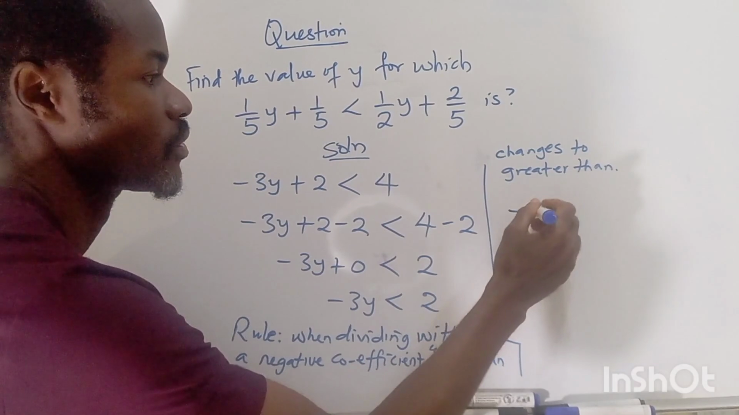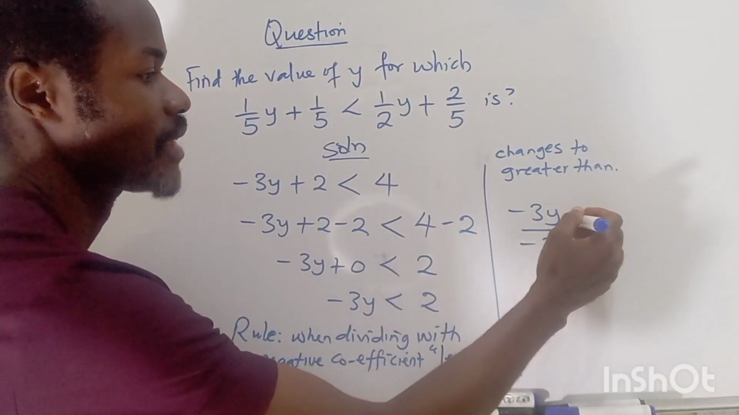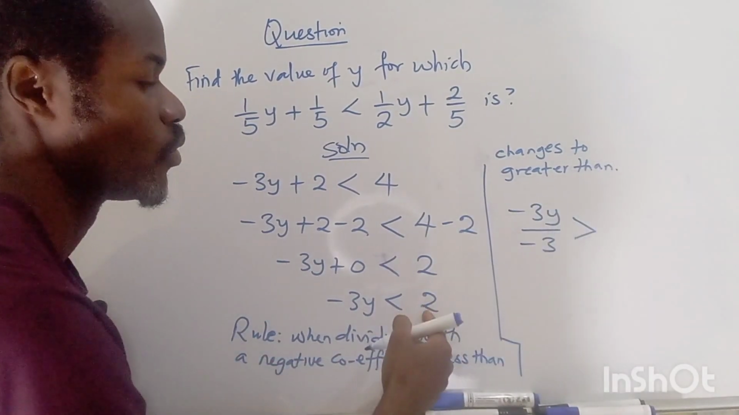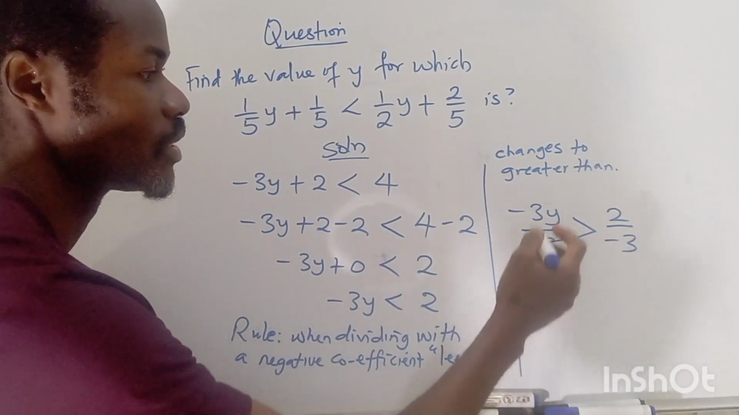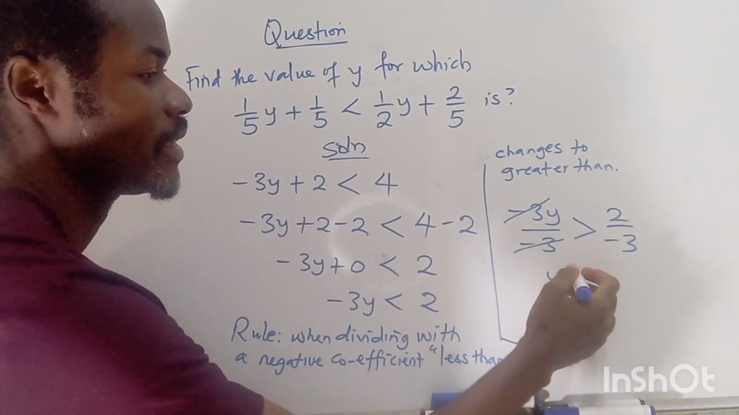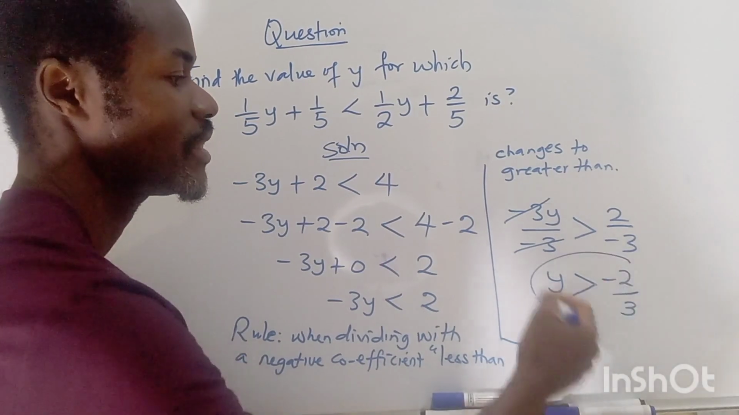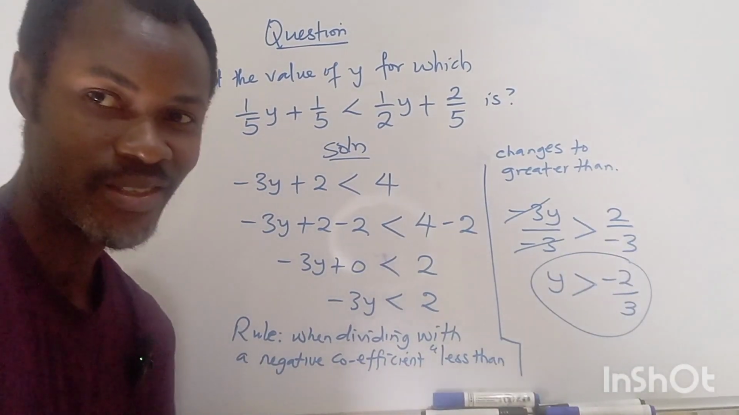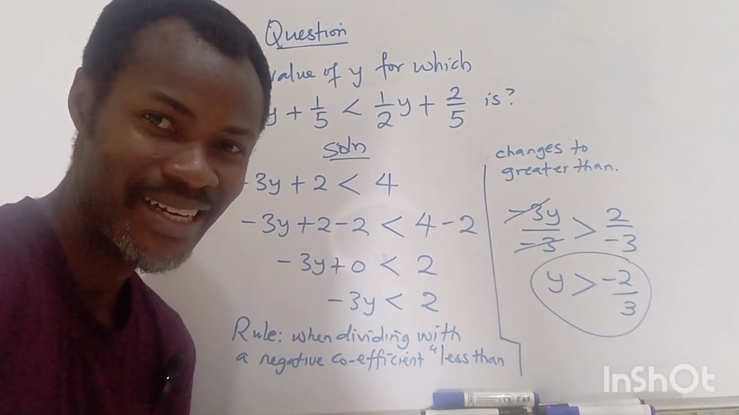We have minus 3y divided by what? Minus 3. I'm going to change the sign to what? Greater than. So we have also 2 divided by what? Minus 3. So these will cancel out. So we have y is greater than what? Minus 2 over 3. So this gives us the solution to this. But we are also going to use the second approach quickly.